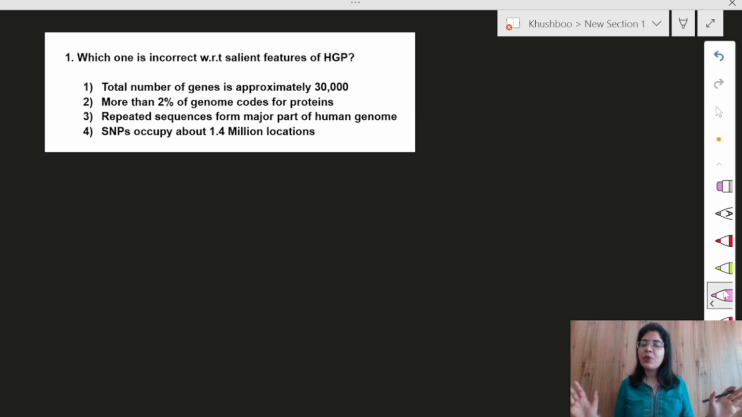After doing the entire sequencing of our DNA, we have obtained some features of our DNA, or the entire genome, better to call it genome, right? That is all mentioned in some points in NCERT. Based on that, they have given this question. You have to just find the incorrect statement with respect to the salient features of the Human Genome Project. So just quickly have a look at all these four statements and tell me what is the answer.